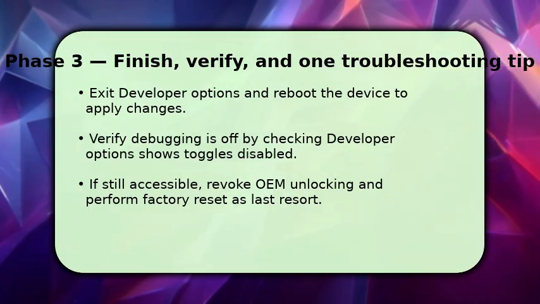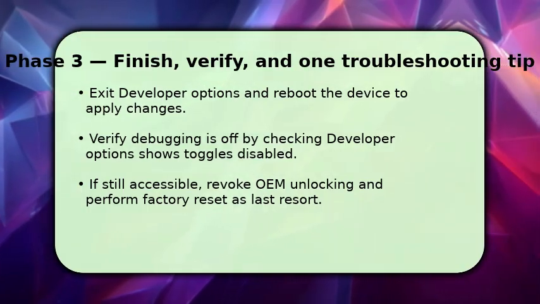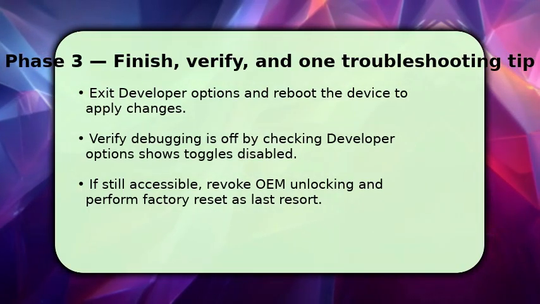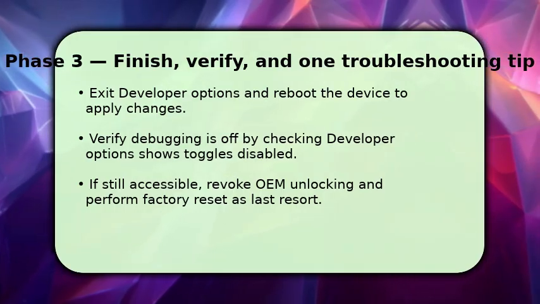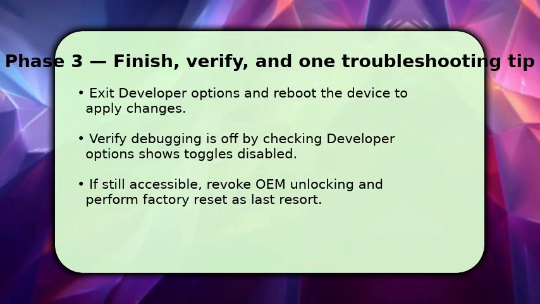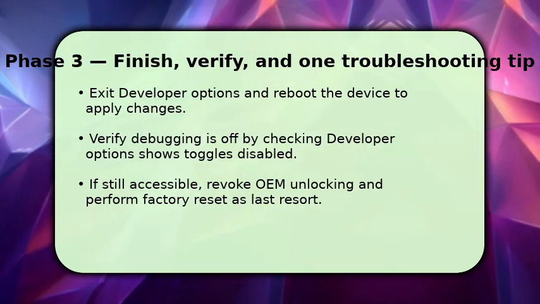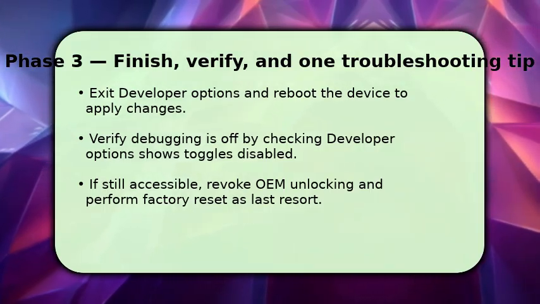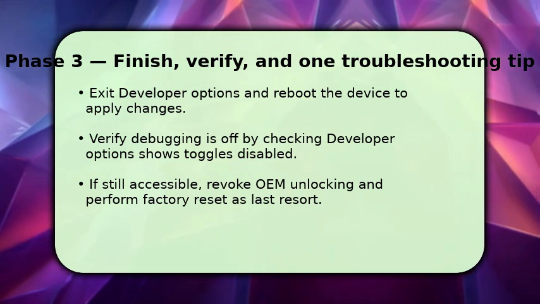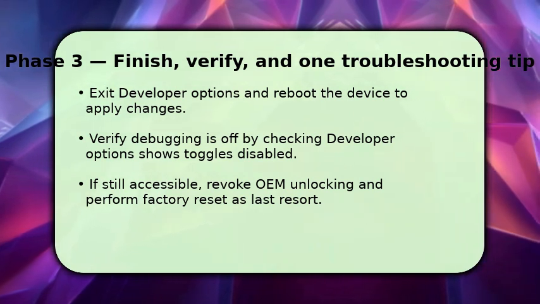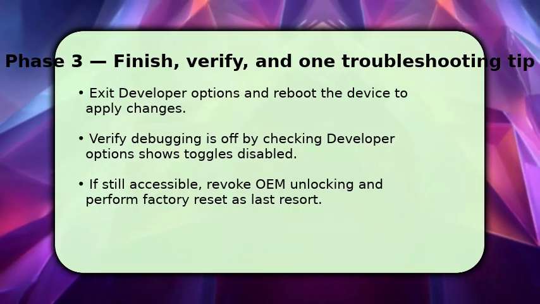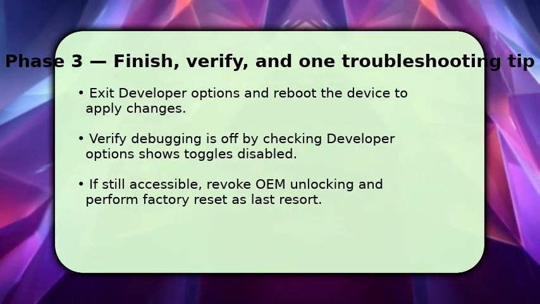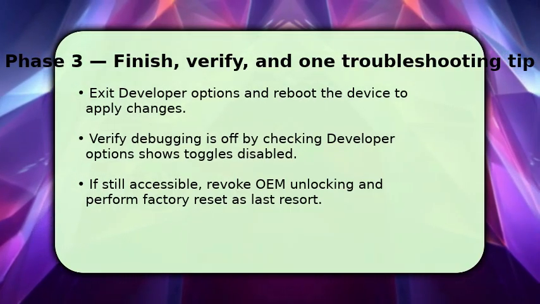If you still see unexpected access or persistent ADB connections, revoke OEM unlocking and check for companion apps granting remote control. As a last resort, back up your data and perform a factory reset to remove stubborn configurations. Troubleshooting tip: if a specific computer still reconnects, clear its RSA keys on both the device and that computer.